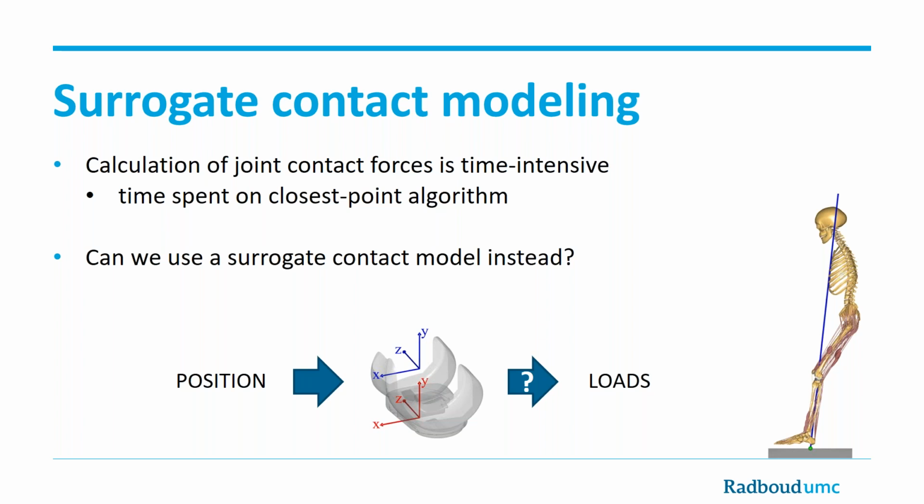Essentially, we are seeking the loads of two contacting bodies, knowing the position between the two contacting bodies. So the assumption here is that the loads will only depend on position. So we are making a purely elastic contact model, so we cannot take, for instance, dynamic effects into account or viscoelastic properties.